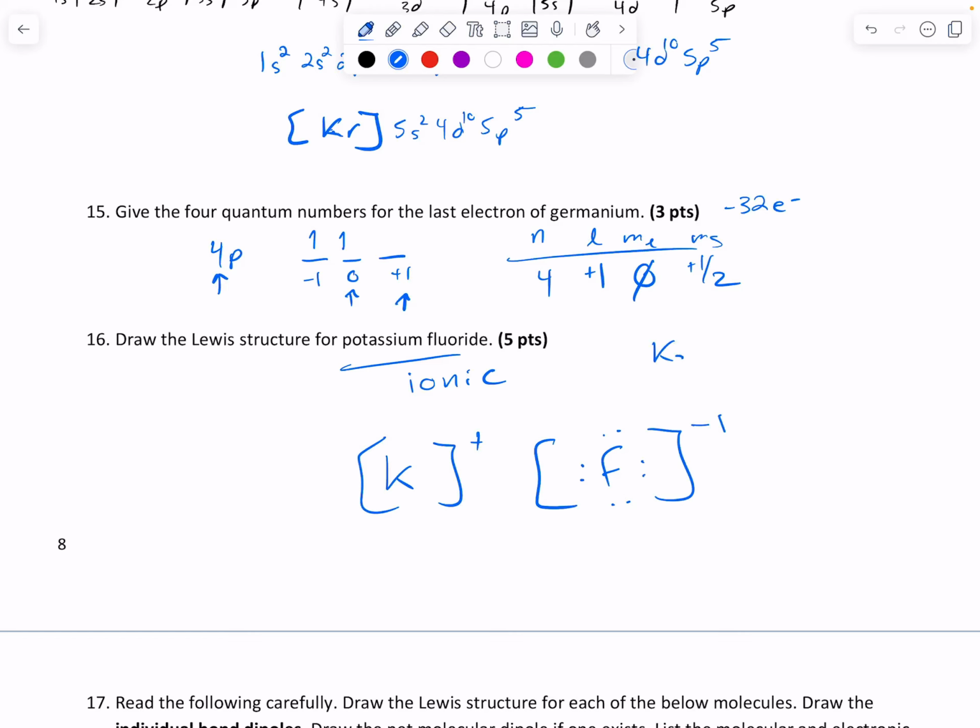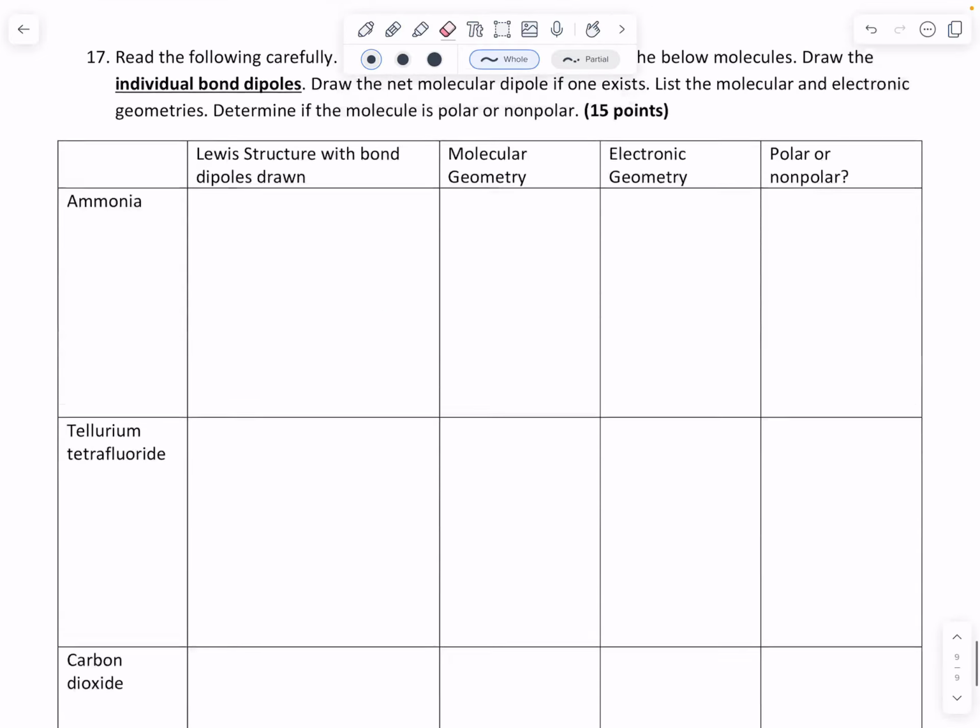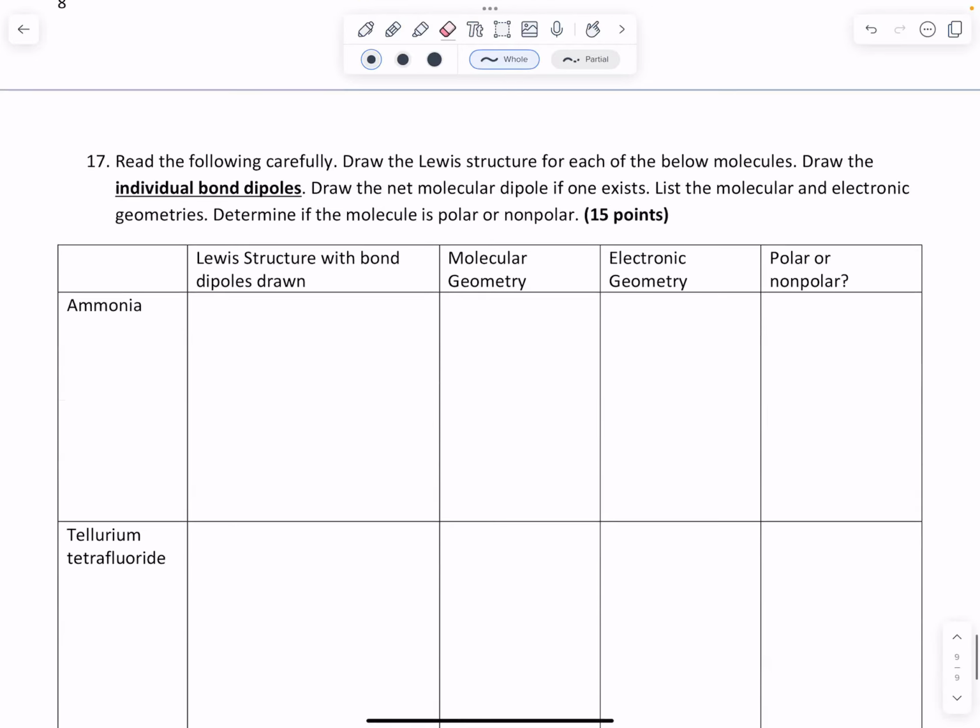If it would have been like K2F or something, then the 2's would go out here, 3, etc. Okay, but obviously we know it is not that because I need to drop those plus and minus charges, giving me KF. Okay, last but not least, reminding us of Lewis structures, the fancy covalent kind.